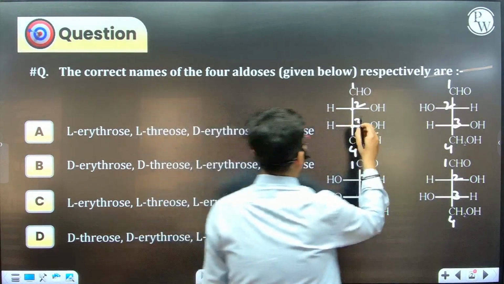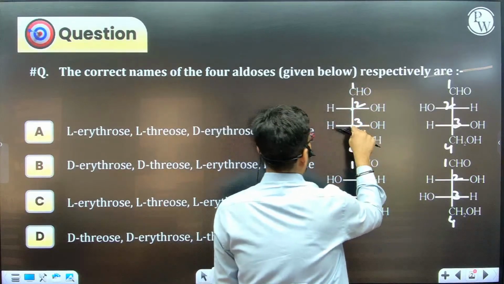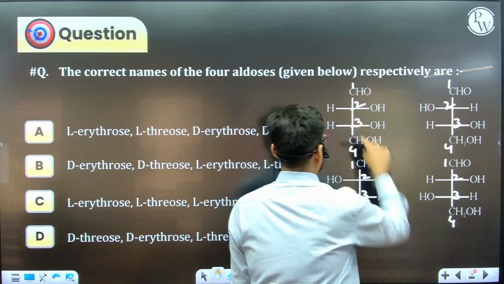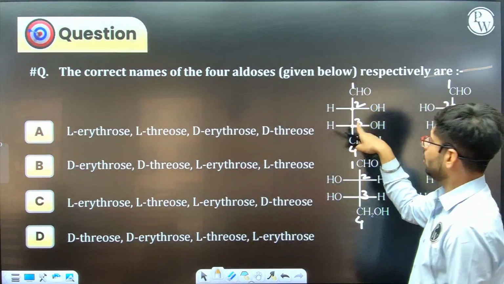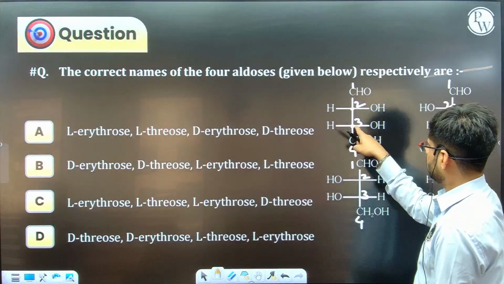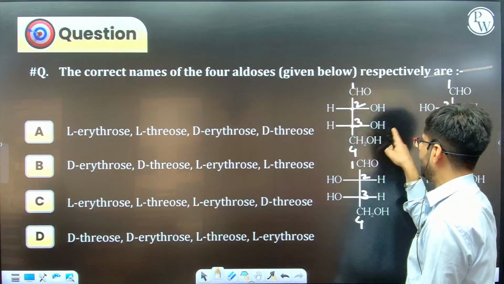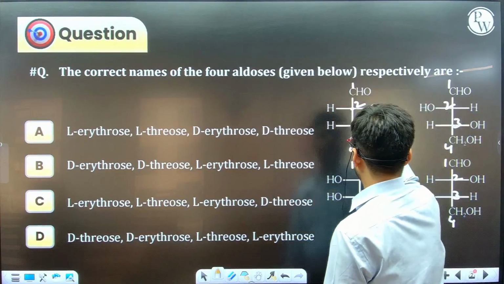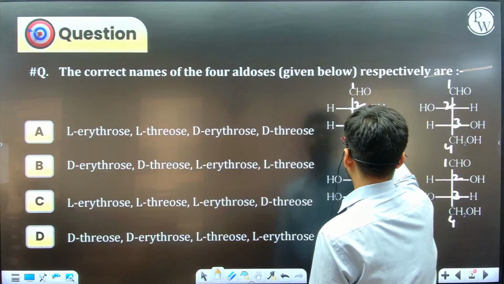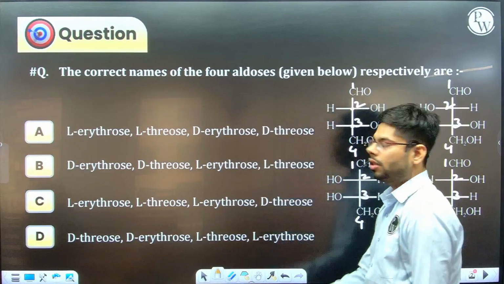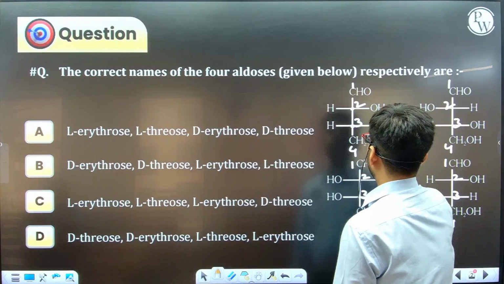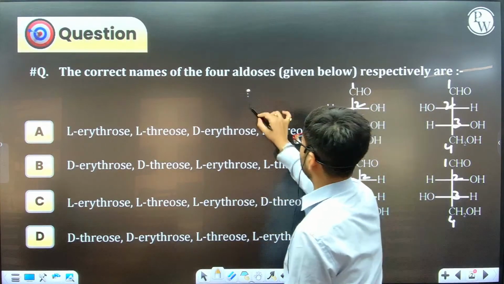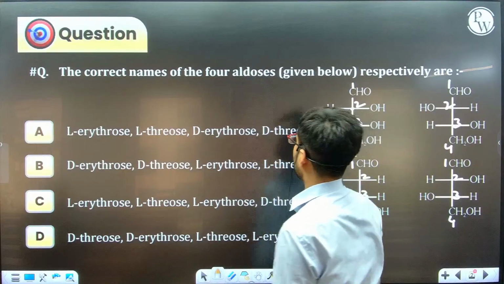Now in this Fischer projection, the last chiral carbon is this. This is the last chiral carbon, right? Look at this carefully. If you look at this carefully, you will realize that OH is on your right hand side. H is on the left hand side. When OH is on the right hand side and H is on the left hand side, we will say that it corresponds to capital D configuration.